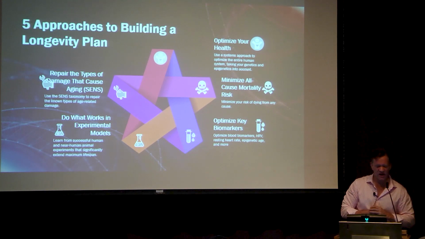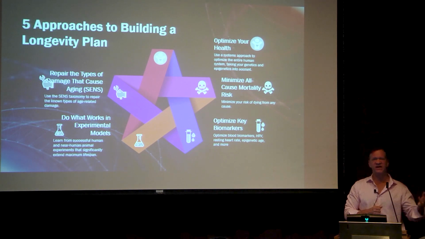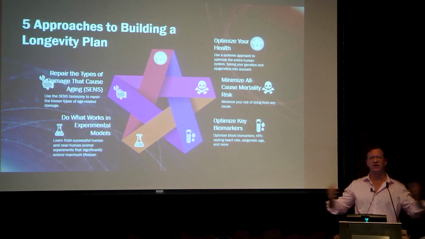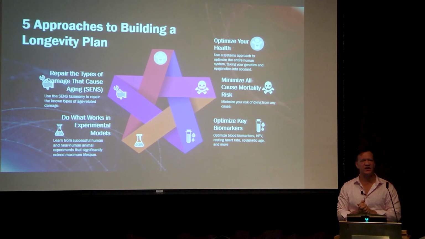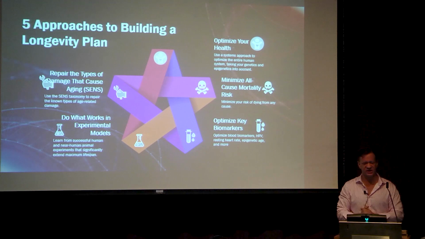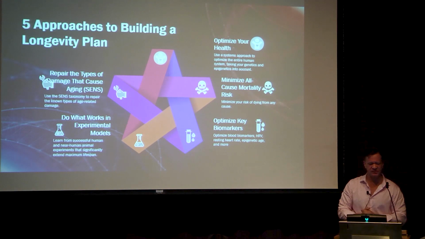Upper left corner, repair the types of damage that cause aging, also known as SENS. And we'll look at the individual types of aging according to the SENS taxonomy, which most researchers in the longevity space would agree is probably a really good stab at the actual set of all possible types of damage that can cause aging. And then what can you do right now to try and reverse those? And also what's coming down the pipe in terms of future research.